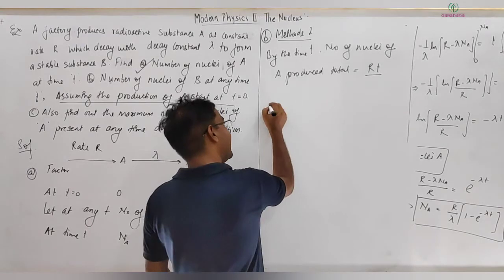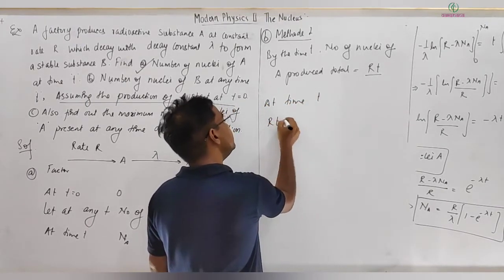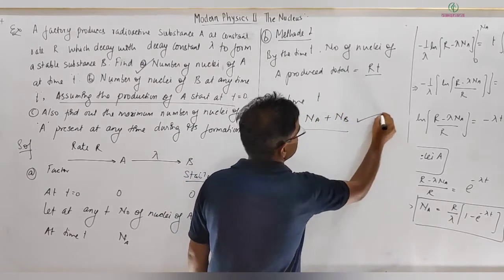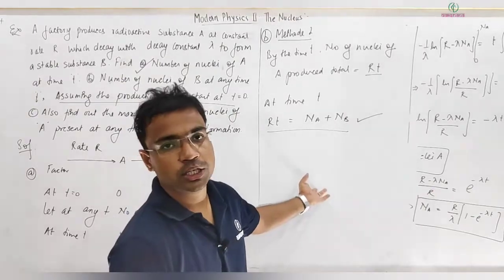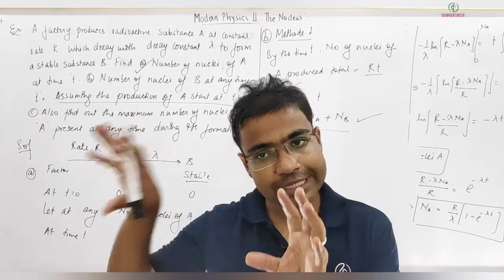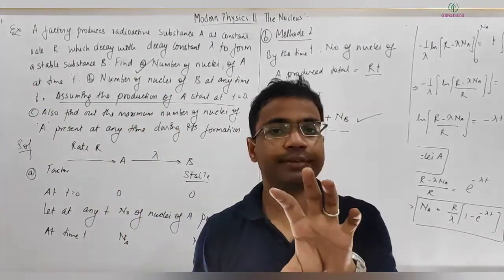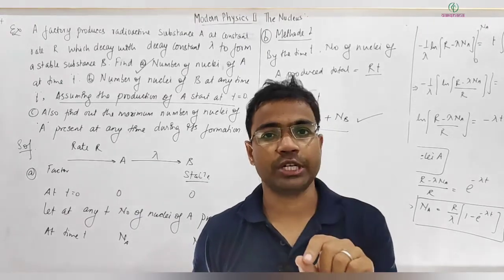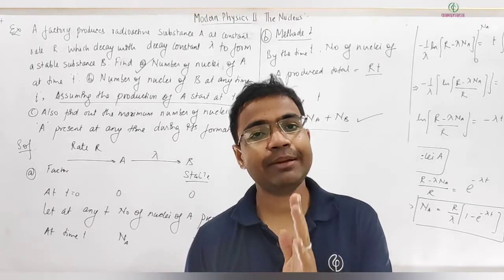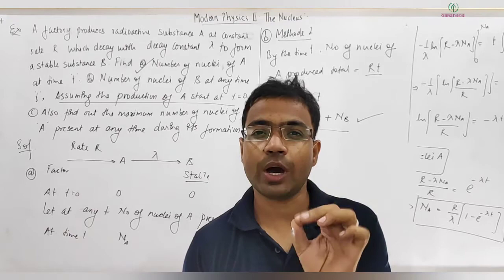And I can write at time t, Rt will be equal to the number of nuclei of A plus the number of nuclei of B. Do you agree with this? Because try to understand, from some raw material, we don't know what, A is first produced at a constant rate. So if A is not decaying further, then at time t the number of nuclei of A present will be equal to R into t.